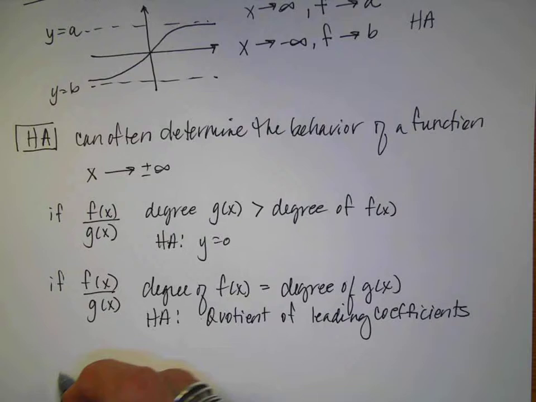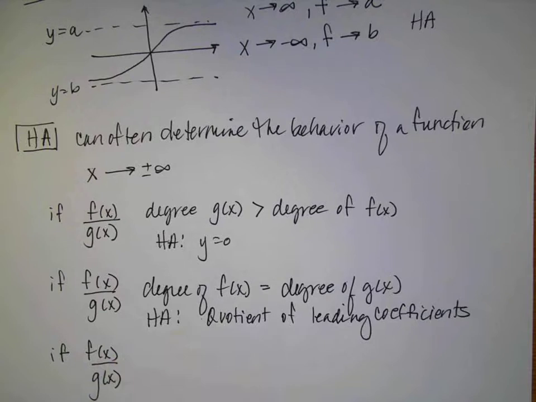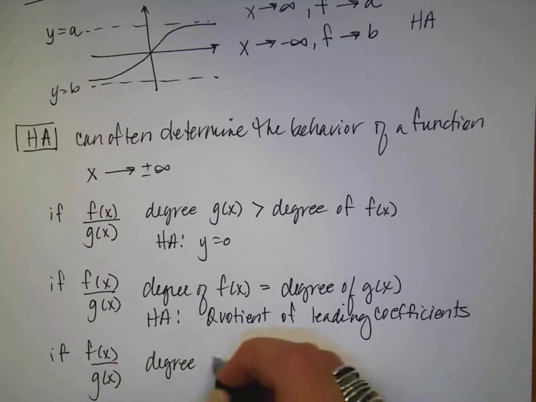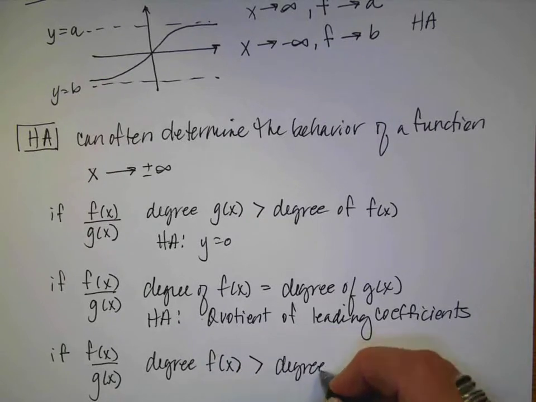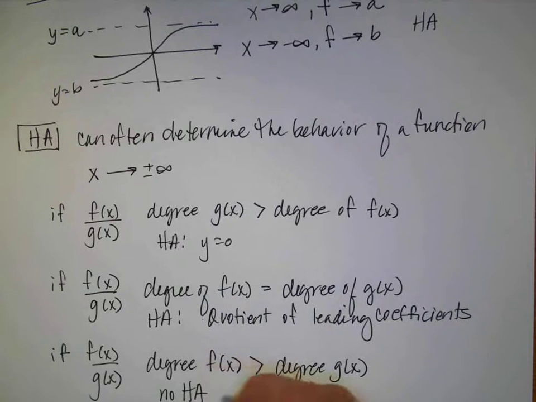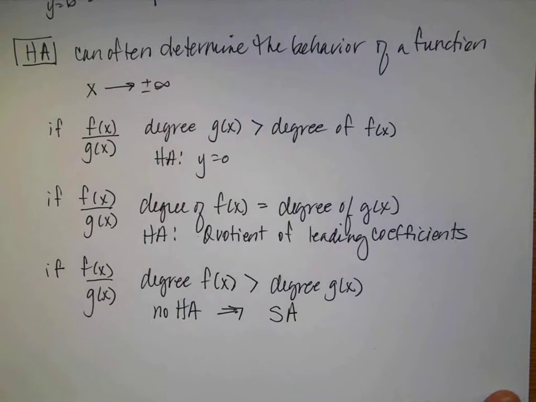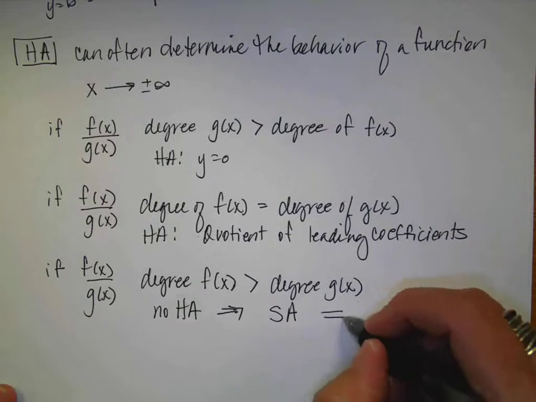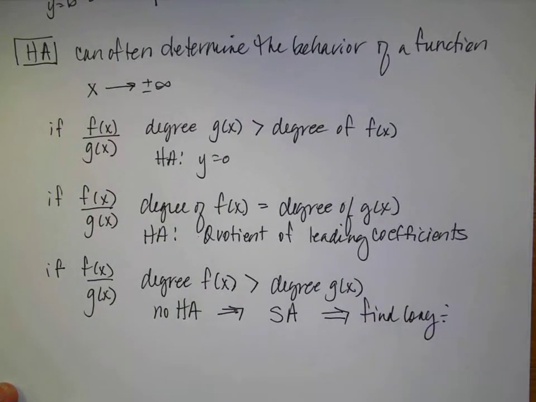It's kind of handy. And then the last one of the three is if f of x and g of x, we still have rational functions, and I'm looking at the degree of f of x is greater than the degree of g of x, then I have no horizontal asymptotes, but I do have a slant asymptote, okay? And if you remember, that is a line or a curve that's going to push our graph, okay? And I can find it a couple of different ways, but sometimes we find it by long division, okay? So there are other ways to find a slant asymptote, but one of the ways that we can do it is by long division.